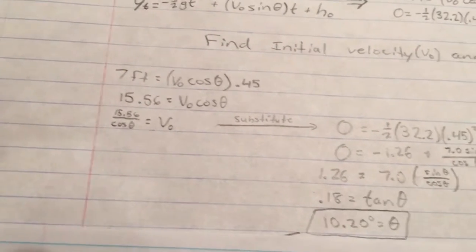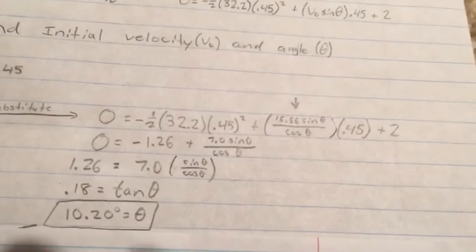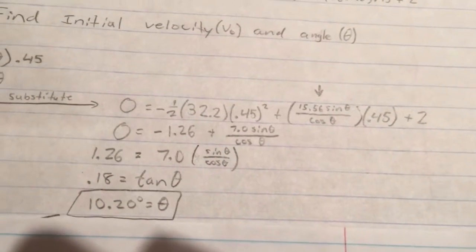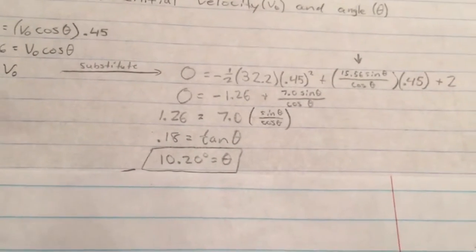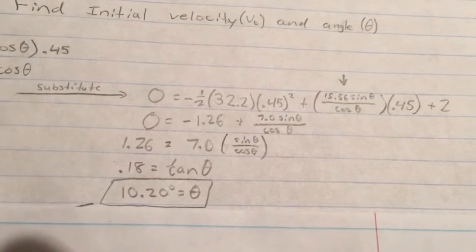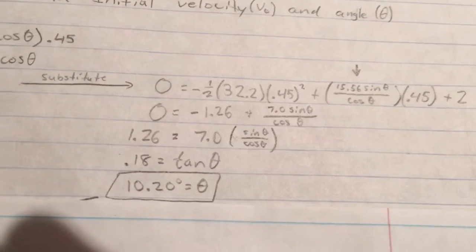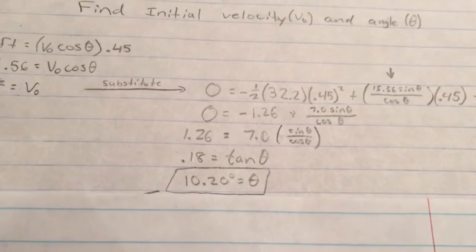So next we substitute that into the y equation, where velocity was, as you can see by the arrow right there. And after some simplifying, some multiplying, right here we get 0.18 equals tangent theta, and it's tangent because we have a sine over cosine right there, and that is equivalent to 10.2 degrees, which is its angle.